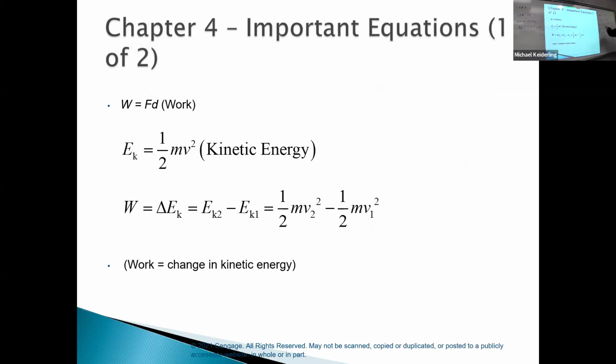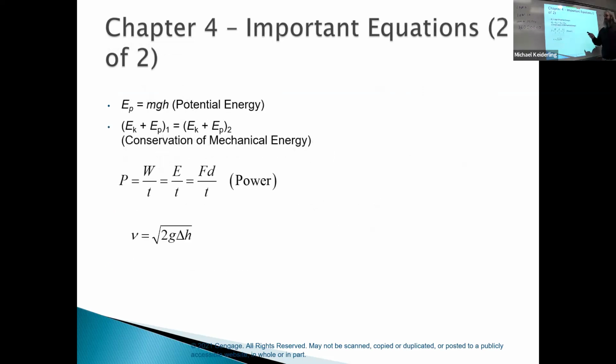Here are the important equations. Work is force times distance. Kinetic energy is 1/2 mv squared. Work is equal to the change in kinetic energy, so 1/2 mv2 squared minus 1/2 mv1 squared. Potential energy is mgh for gravitational potential energy. In an ideal system, mechanical energy is conserved. So that's kinetic energy plus potential energy at time 1 equals kinetic energy plus potential energy at time 2.